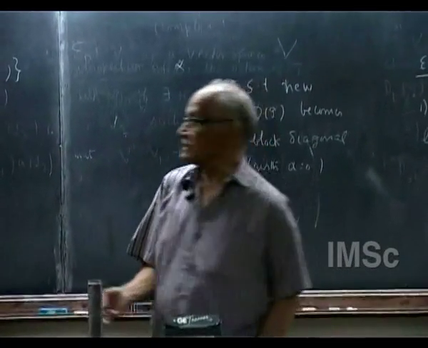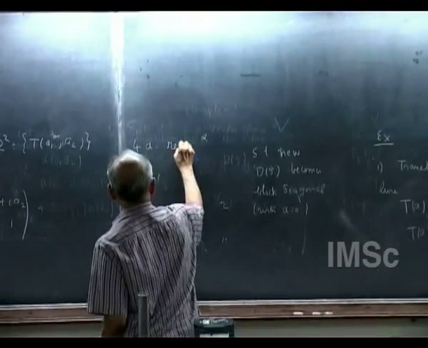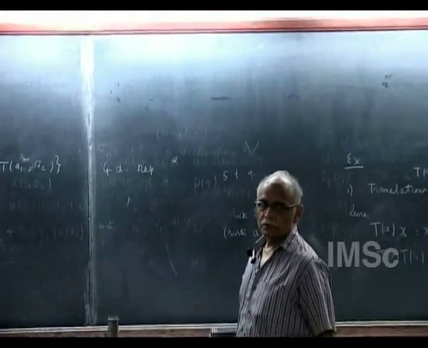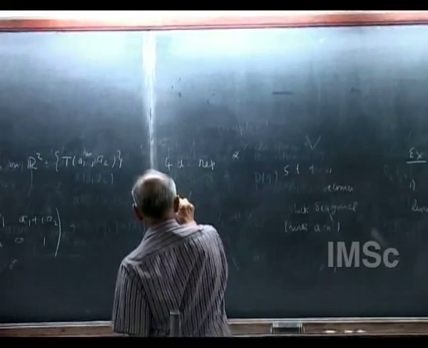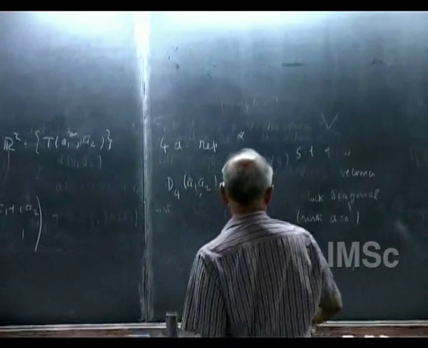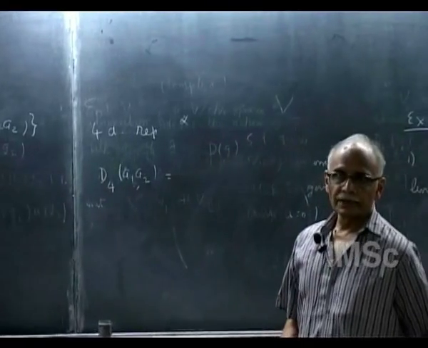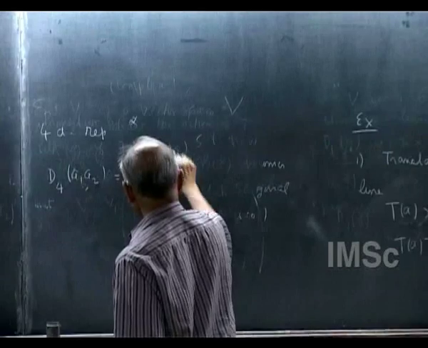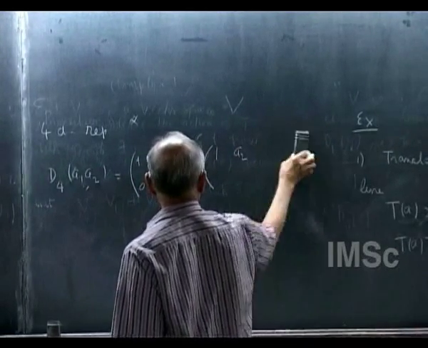It has a 4-dimensional representation, which is also canonical. So, let us write this out. The 4-dimensional representation is the following. Let us say D4 of A1 A2. It is a Kronecker product of 1 A1, 0 1 with 1 A2, 0 1.